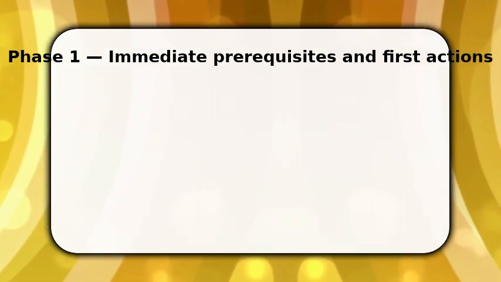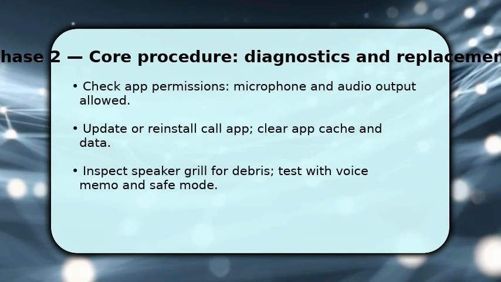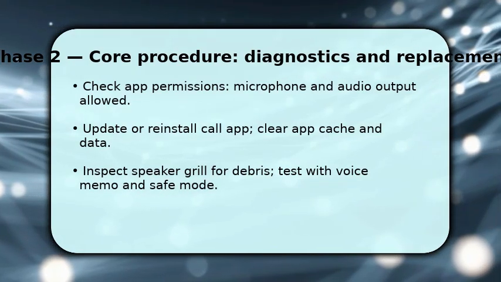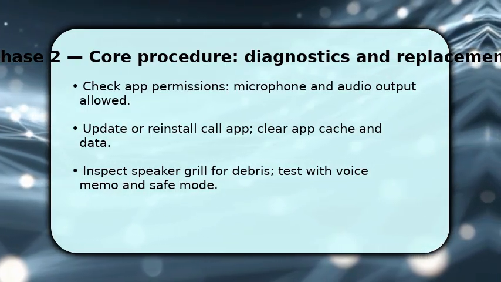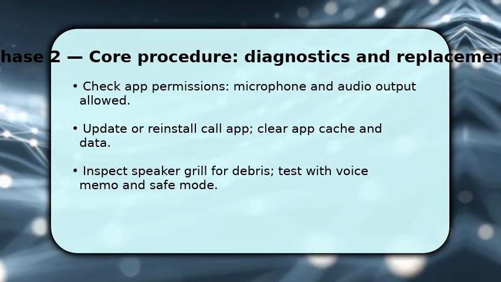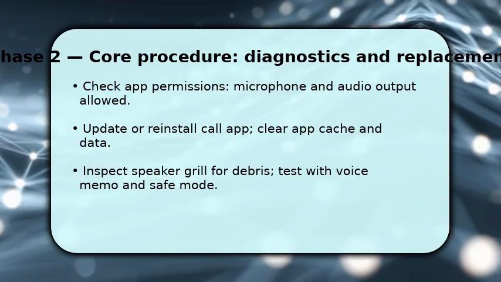You now dig into app and hardware causes. First, open app permissions and confirm microphone and audio access are allowed, because blocked permissions can reduce volume. Then update or reinstall the call app and clear its cache to remove corrupt settings. Apps often misroute audio when files are corrupt.